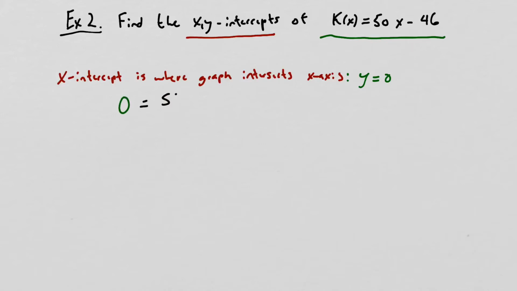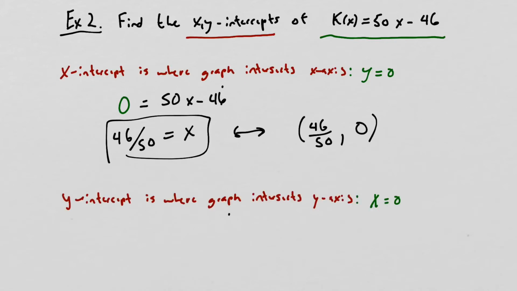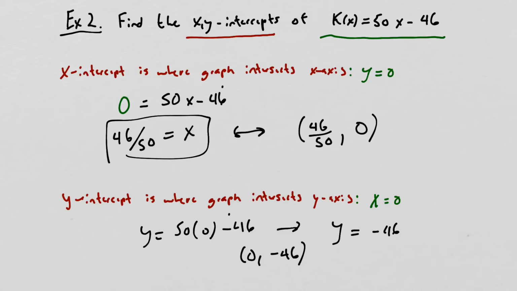0 will then be 50x minus 46. Solving for x, we'll get 46 divided by 50 is equal to x. So the point of our x-intercept is given by (46/50, 0). Now the y-intercept occurs where the graph intersects the y-axis, and this is going to occur exactly when x is equal to 0. Then, setting x equal to 0 in our equation, we'll get y is equal to 50 times 0 minus 46. Simplifying, we get y is equal to negative 46. Then the point on our graph, which is the y-intercept, is going to be the point (0, -46). And we have our solutions.